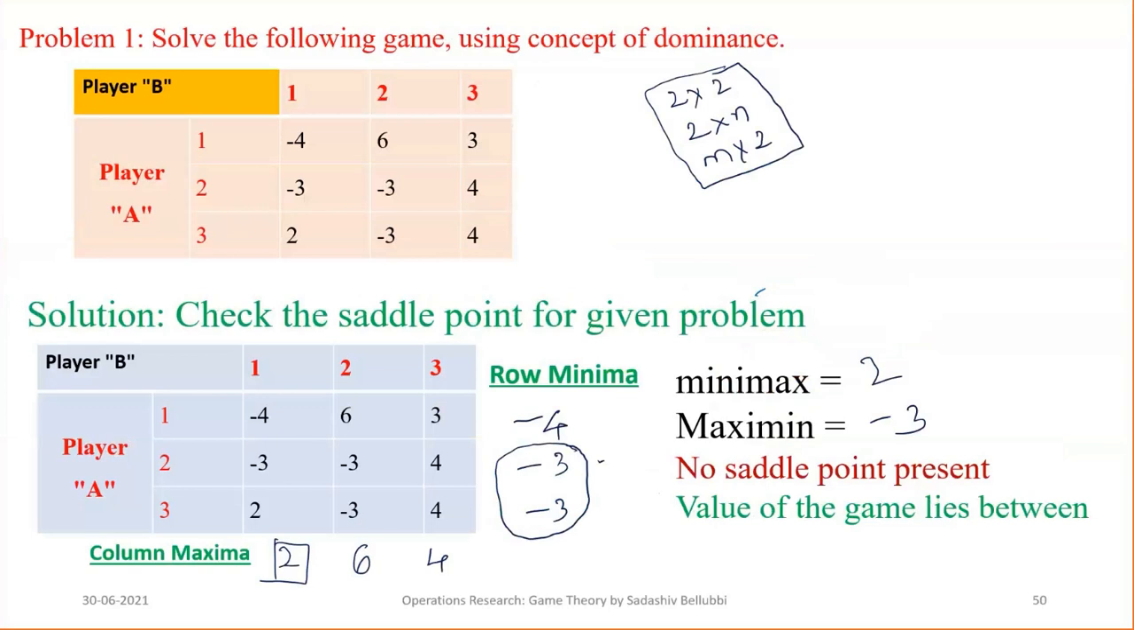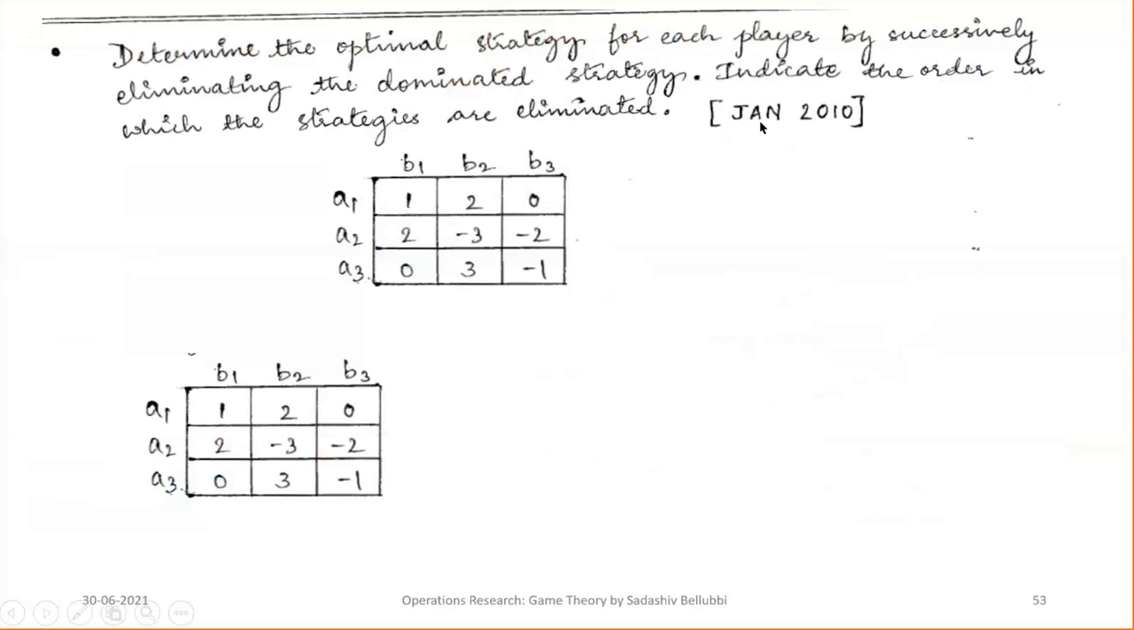Determine the optimum strategies for each player by successively eliminating the dominated strategy. Indicate the order in which the strategies are eliminated. This is the matrix that is given. There are two players, with strategies A1, A2, A3 and B1, B2, B3.